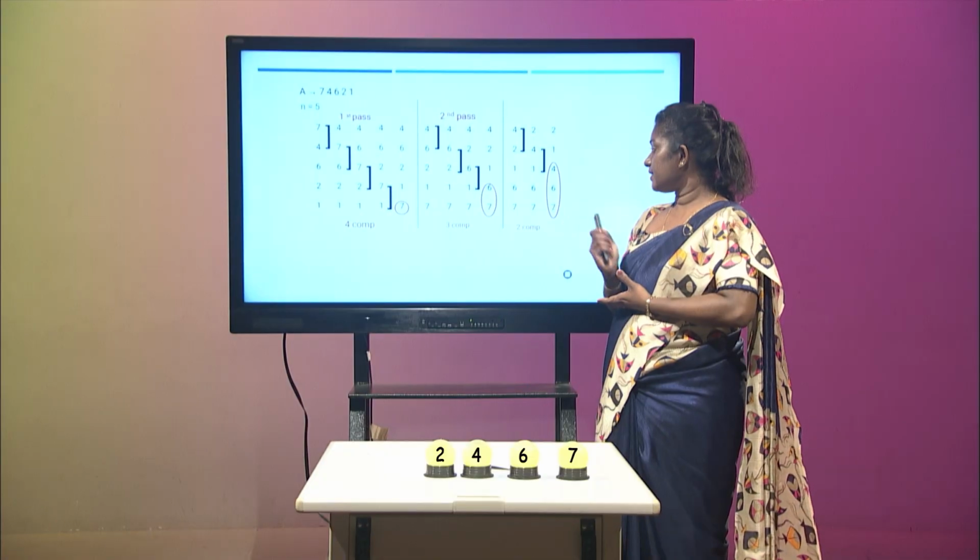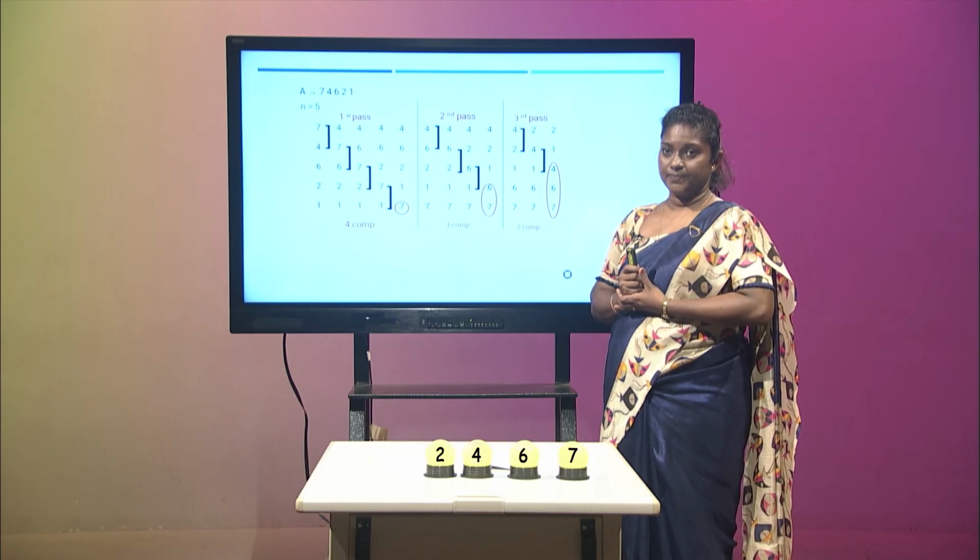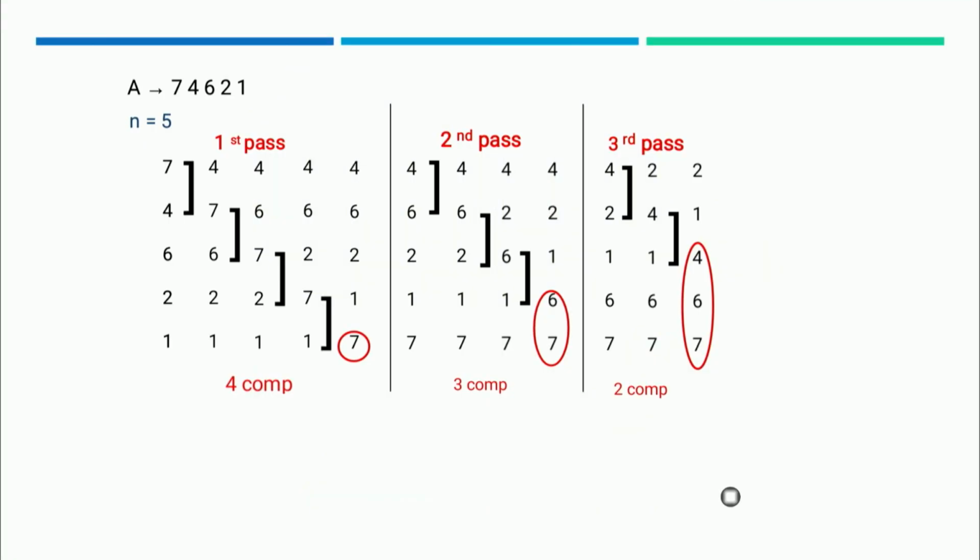So, can you tell me how many comparisons we have performed now? That is 2 comparisons in the third pass. Okay, I will perform one more pass. Here the status is 2, 1, 4, 6 and 7.